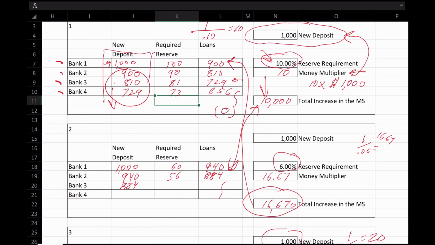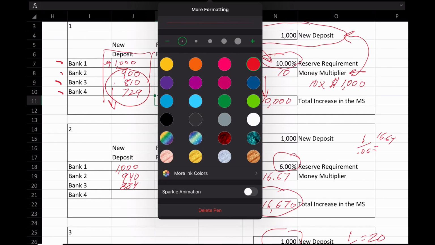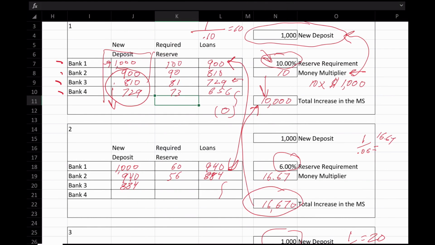Let's do a different color here. So the money multiplier equals 1 over the reserve requirement. That's your formula. Okay, we'll go to the next video in a second.